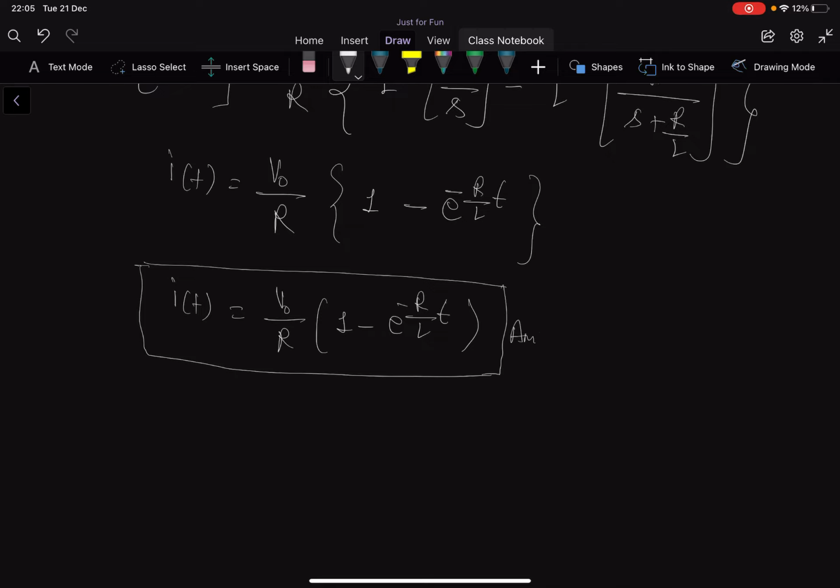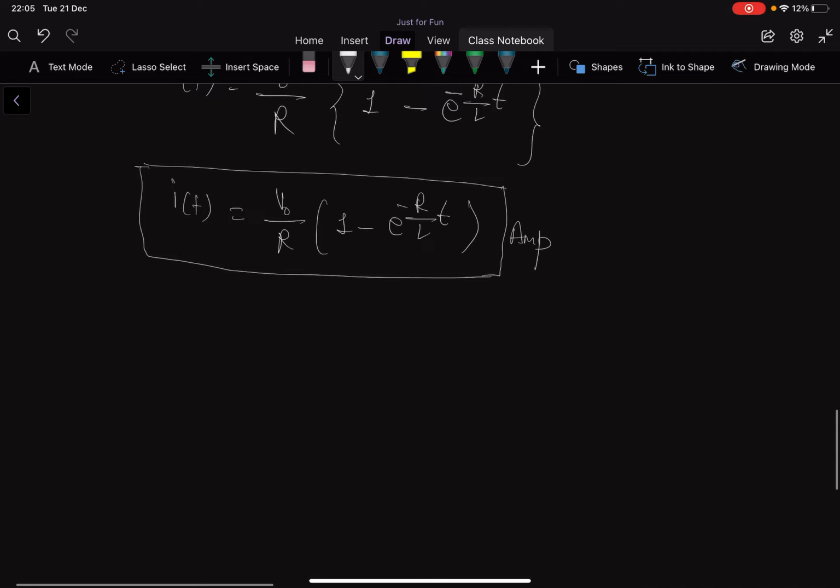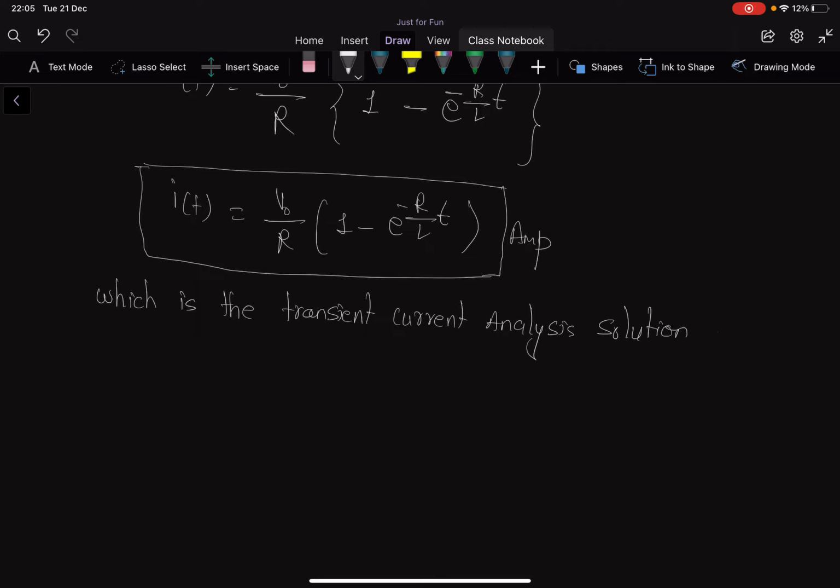I can write that, and this is the transient current analysis solution of the RL series circuit in 3 simple steps.